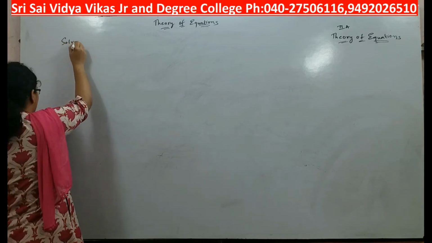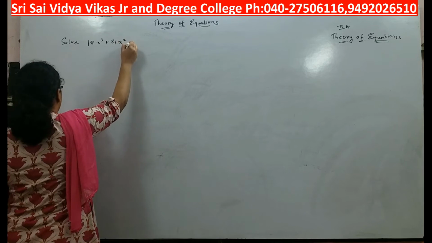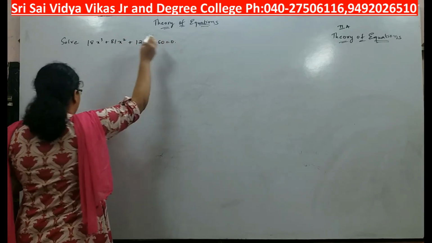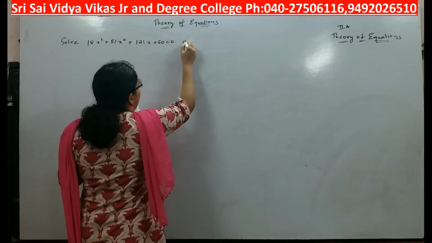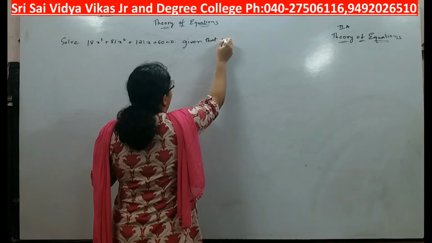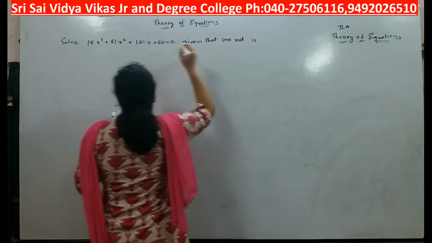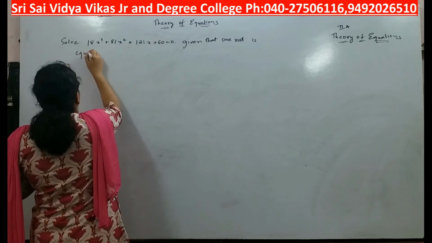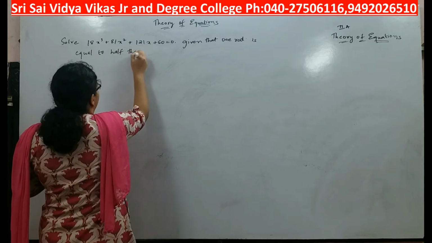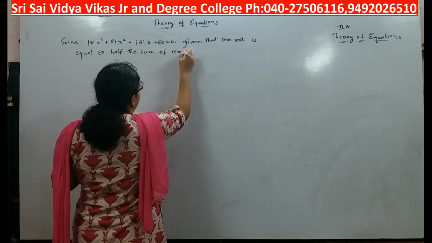Solve 18x cube plus 81x square plus 121x plus 60 is equal to 0, given that one root is equal to half the sum of the remaining roots.